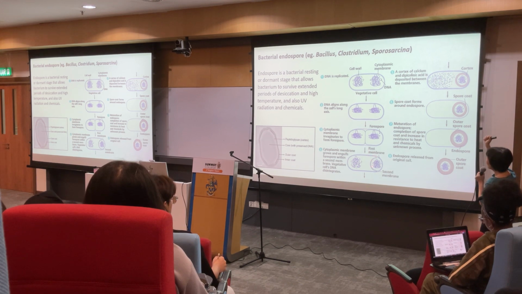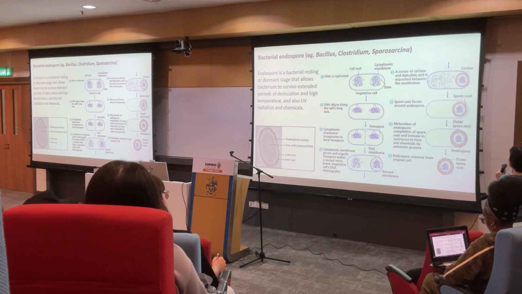engulfment, from the membrane. Each cell, as one daughter cell, already has one membrane. So when this extends here, they wrap around this forespore. When they wrap around, they produce a second membrane. So it's actually a double membrane under this forespore.